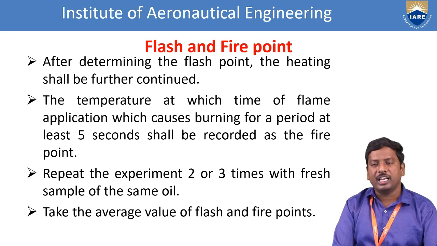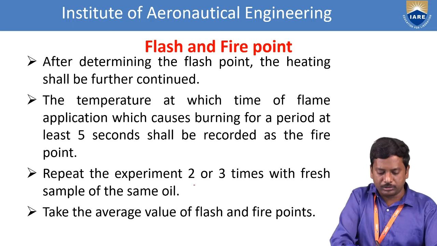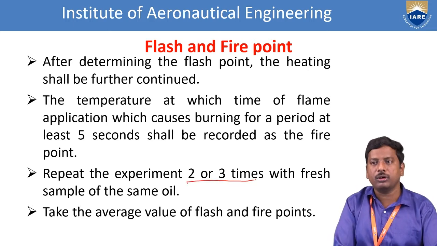Now repeat the experiment nearby 2 to 3 times with a fresh sample of the same oil. By taking the average value of these 2 to 3 readings, we get the final value of flash and fire points. Okay, so this is about the determination of flash and fire point, including the apparatus.